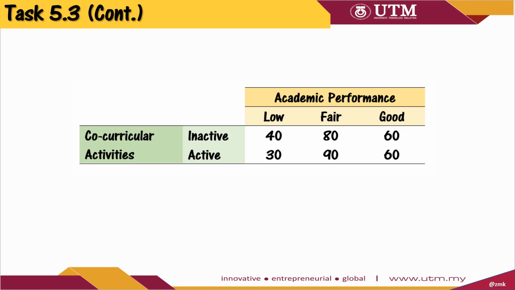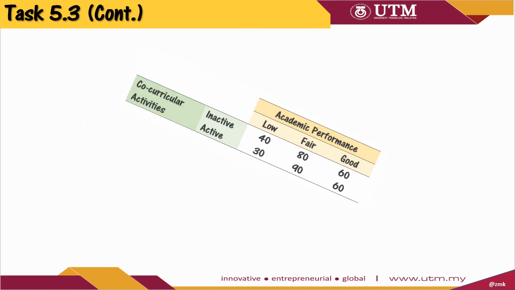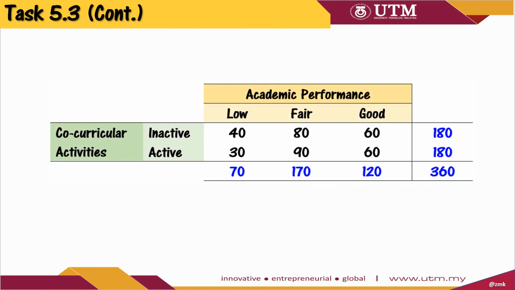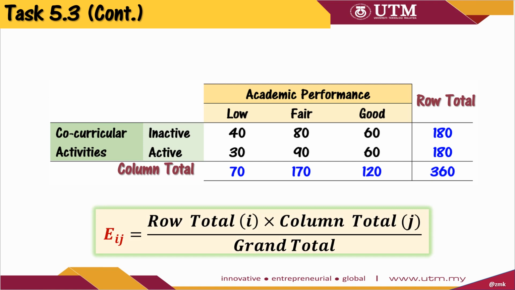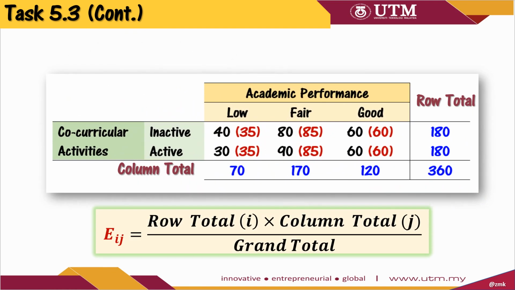Continue with task 5.3. From the contingency table, you can straightaway calculate the expected values Eij by first obtaining the row total and the column total. Next, calculate Eij for every ij cell by multiplying the ith row total with the corresponding jth column total divided by the grand total. Then you get the following Eij values stated in the brackets.